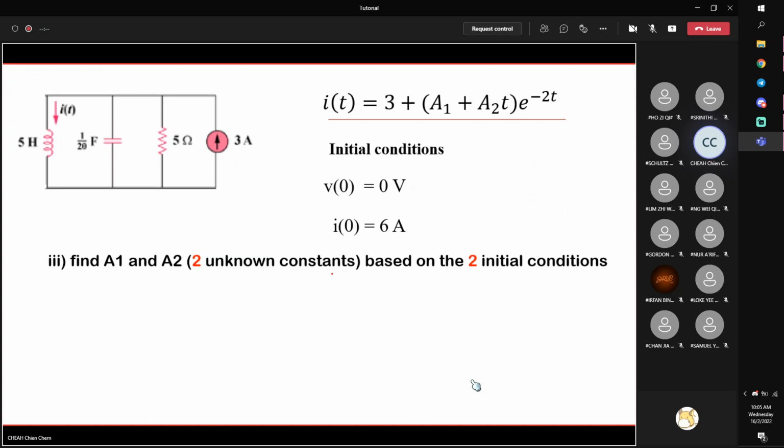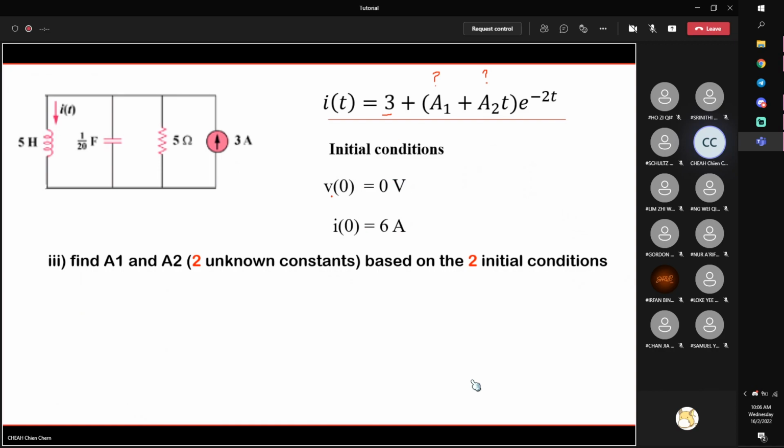Next is to find the value of A1 and A2. So far what we have done is find the steady state value. But you can see that this is called steady state because this will go to 0. As t goes to infinity, this whole term disappears. Then you only have this value. And then the next thing is that we do not know A1 and A2, because A1 and A2 will depend on your initial conditions.